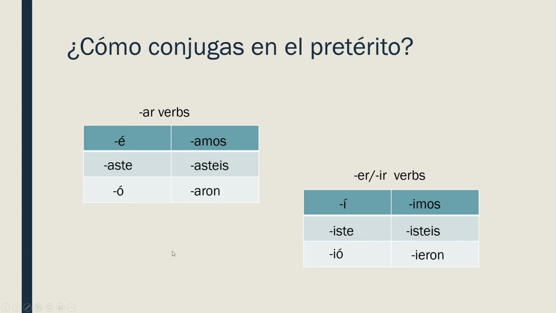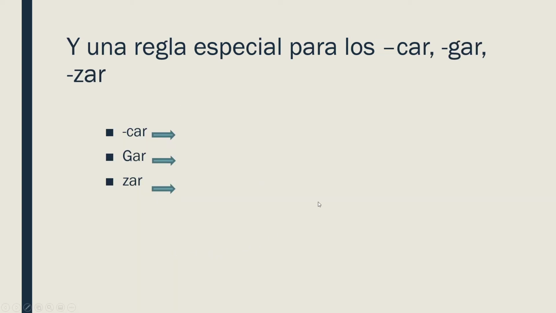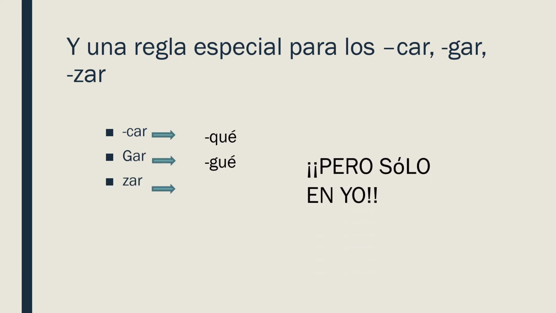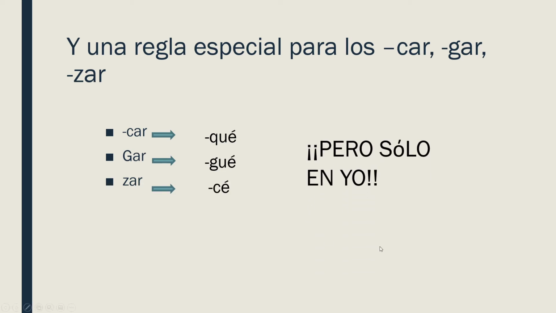And then we had some special rules. Verbs that ended in CAR, GAR, or ZAR, we call them car-gar-zars. The car will change to que, gar will be gue, and zar will be ce.